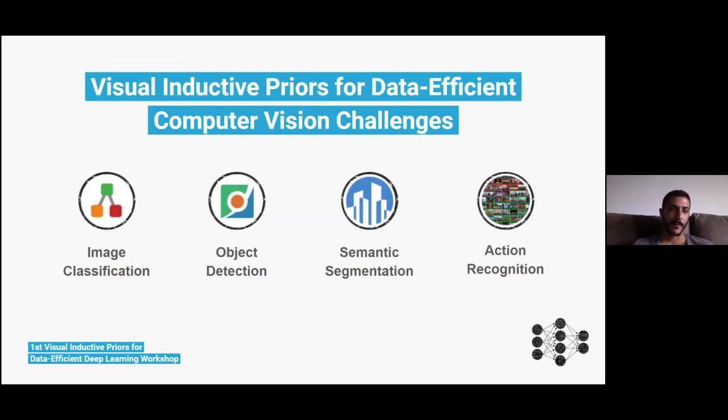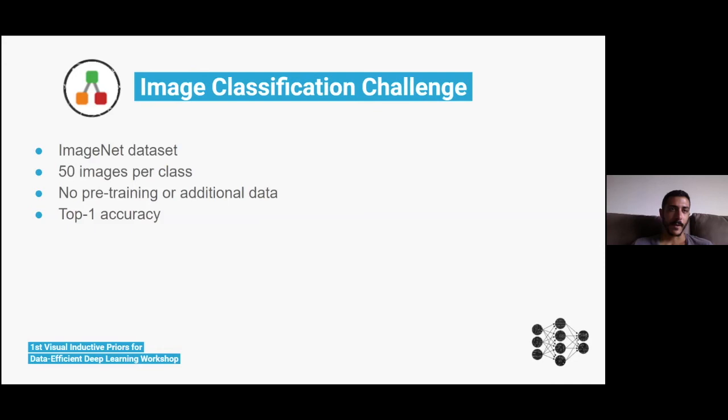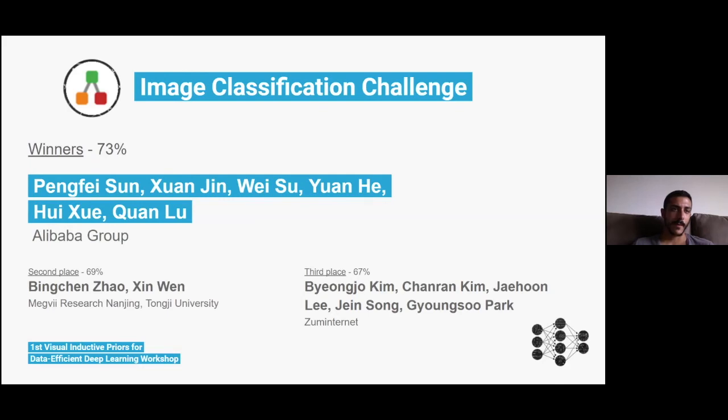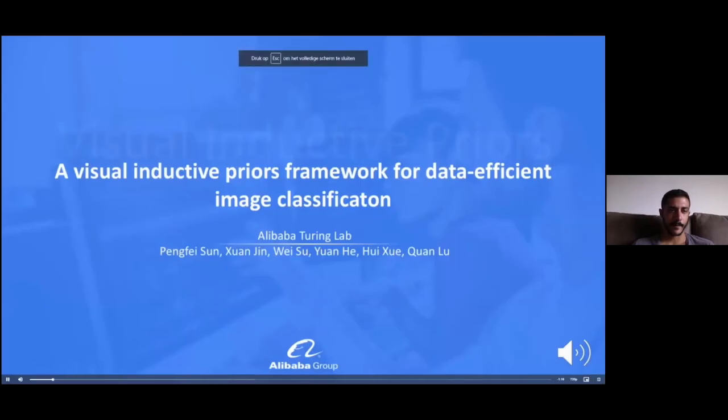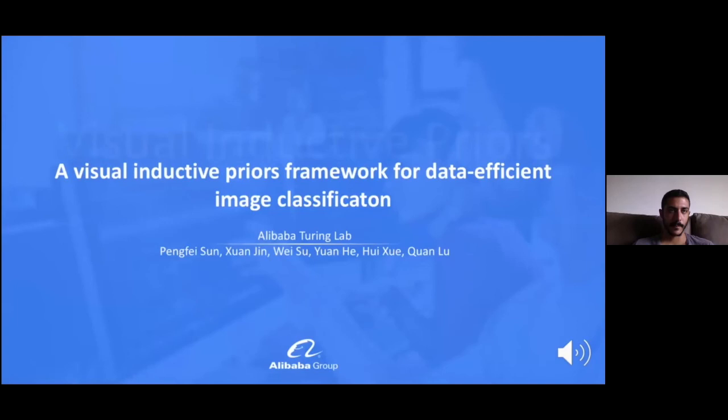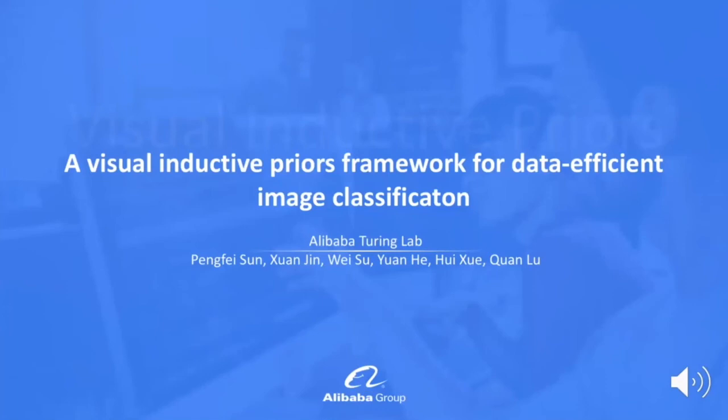For the first challenge, we reduced the ImageNet dataset, and the metric is the top 1 accuracy. These are the winners. They are from Alibaba Group, and we're going to present their work. Hello everyone, I'm Sun Pengfei from Alibaba Turing Lab. For data efficient image classification, we present a Visual Priors framework which can learn better from only 50 images per class. The framework achieves first place on the Visual Inductive Priors classification track.